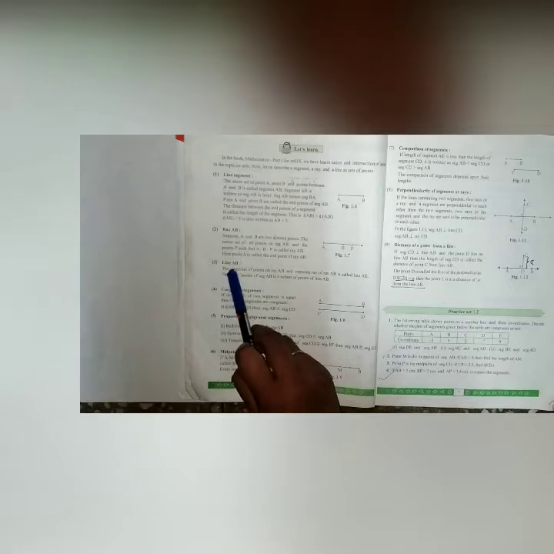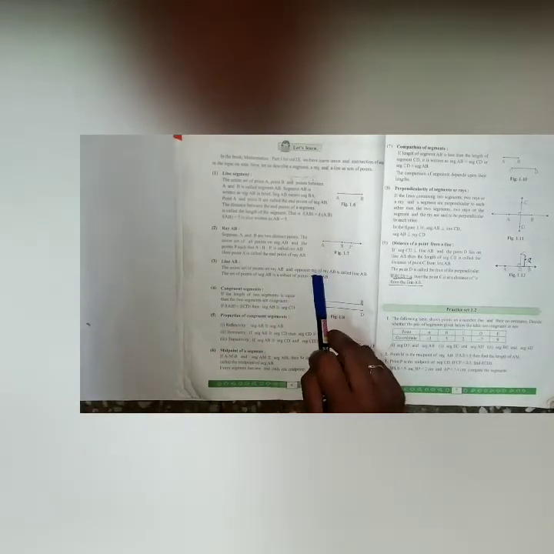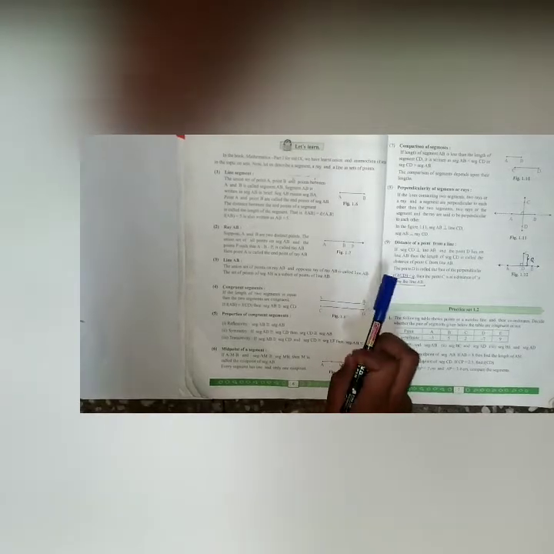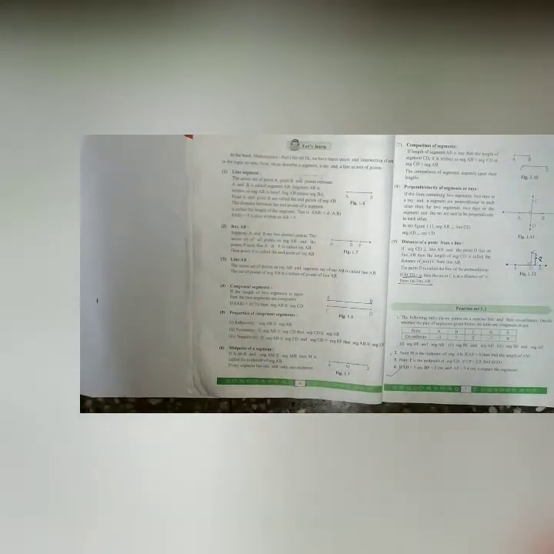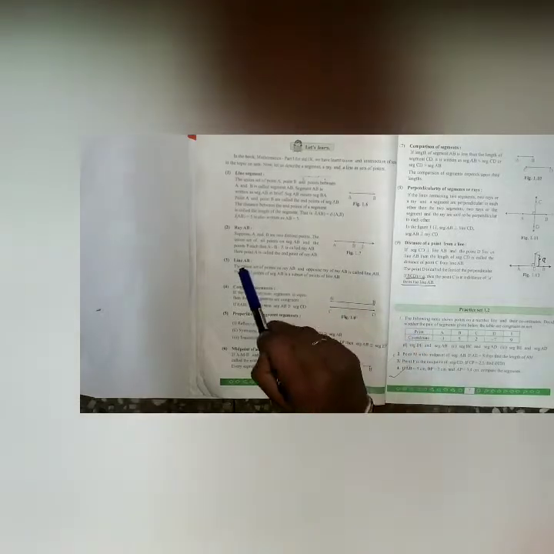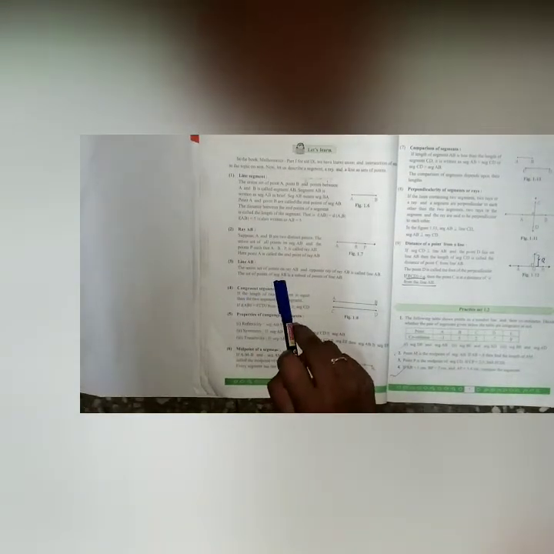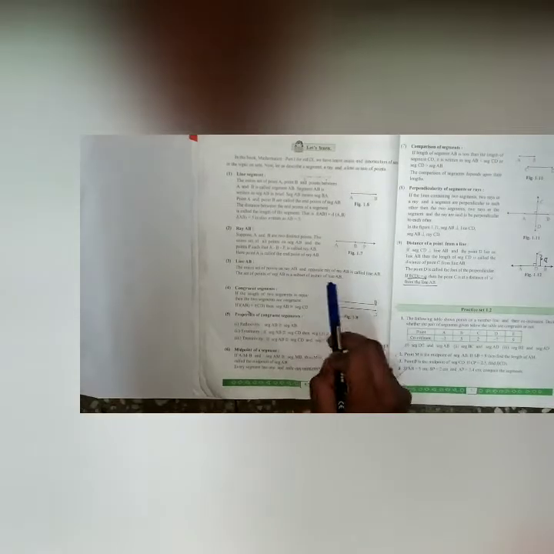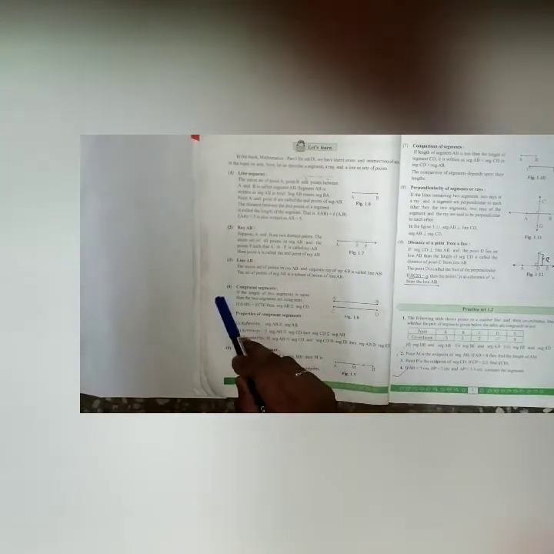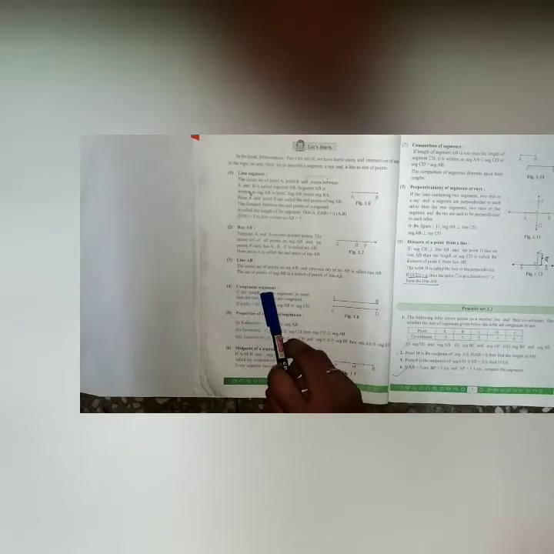Now third is line AB. The union set of points on ray AB and the opposite ray of AB is called line AB. Line segment is a part of a line, therefore the set of points of segment AB is a subset of points of line AB. Now next, congruent segment.